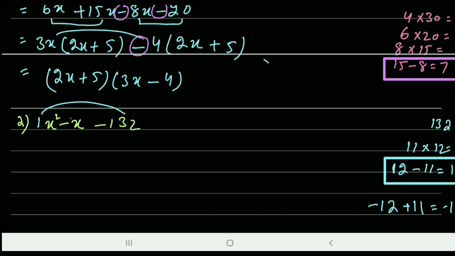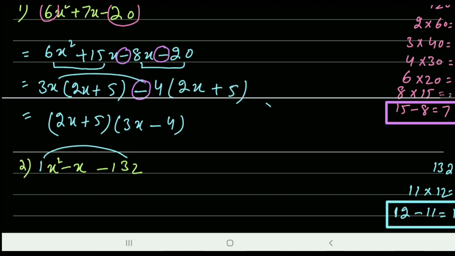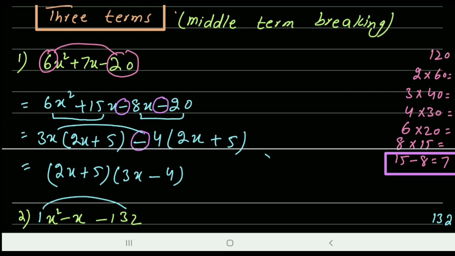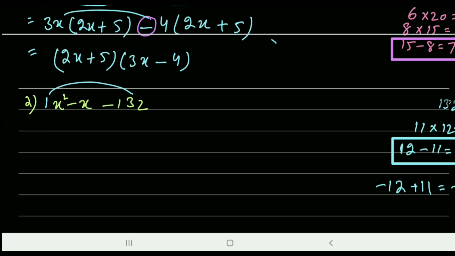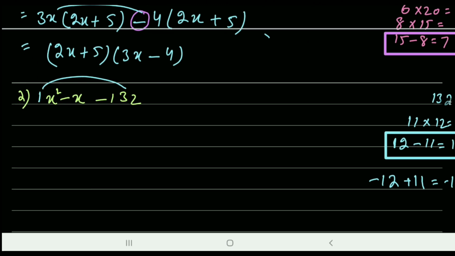So this is the way you will choose the signs of those factors if your middle term is negative. In the previous question, we selected 15 minus 8 is equal to 7. Our middle term was already positive, so we just selected the signs as they are. But in this question our middle term is negative, so we will flip the signs of the factors we have selected. If your middle term is negative, just keep it in your mind.